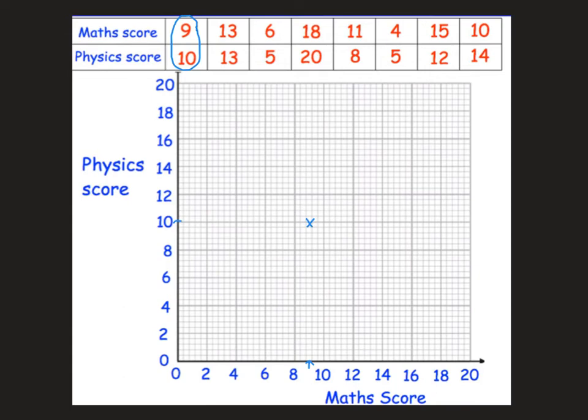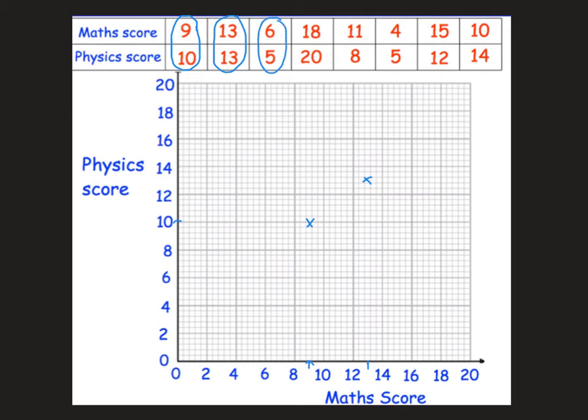And I'm going to use a cross. Do not use anything else. Don't use a circle or a dot. Please use a cross, a little one, just like that. Right, this person here, 13 and 13. So they scored 13, so there's 13 here, and we're going to go all the way up to 13 here, just about there. Be as accurate as you possibly can. You're going to be much more accurate on yours than I am with mine because the screen's not great.